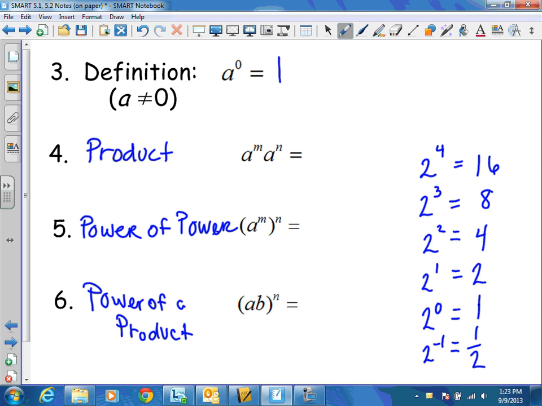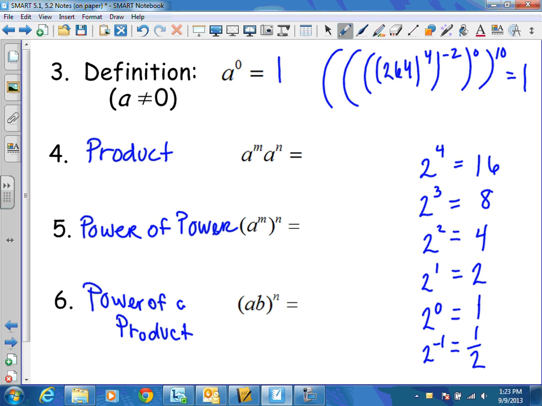So the tricky thing that they'll try to do is say 264 to the 4th, to the -2nd, to the 0, to the 10th. What's that answer? 1. Wait, no, isn't it 0? Okay, so that's how the book always tries to trick you. I'm so confused. 10 comes after 0. Right, but because you're multiplying. Yeah, we'll get to that.